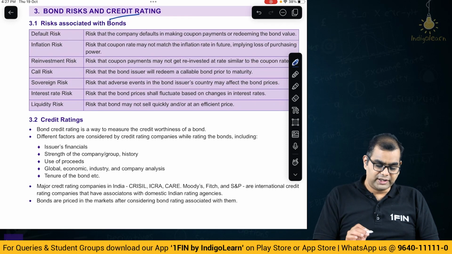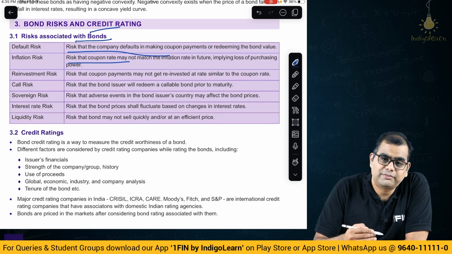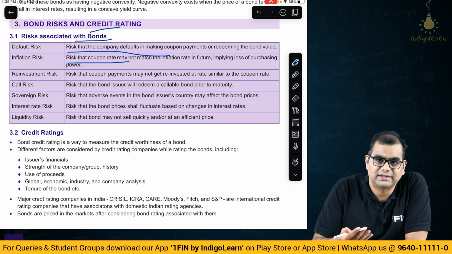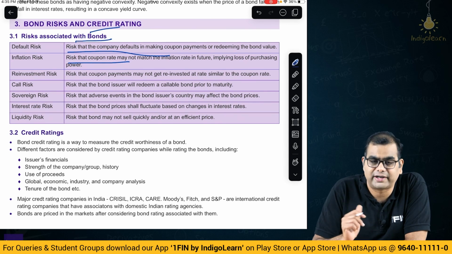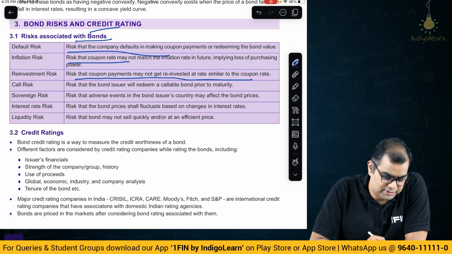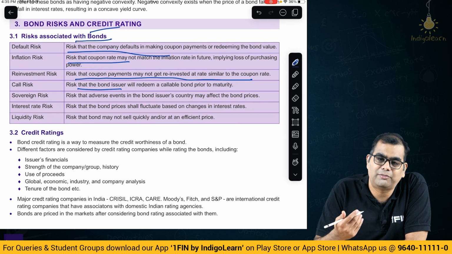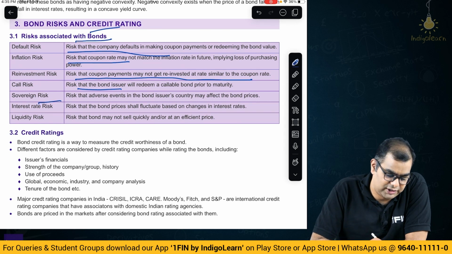Okay, now bond risks and credit rating. What are the various risks associated with bonds? One is default risk, that the company defaults. Inflation risk. The inflation must be much higher than the coupon rate. So the coupon that you have, its value will be less in the market when you go out and buy goods than what the monetary value is. Reinvestment risk, that coupons may not get reinvested at a similar rate. We discussed this. Call risk, there is a risk that the bond issuer will call back the bond because interest rates have come down. Sovereign risk, that adverse events in the bond's country may affect the bond prices.